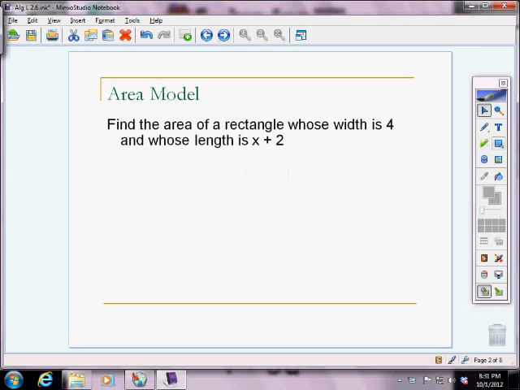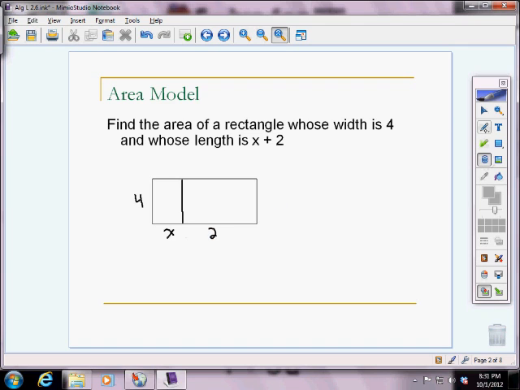Let's say we had a rectangle whose width is 4 and whose length is x plus 2. So our width is 4, and here's what we mean by our length is x plus 2. We don't know how long x is, but we could represent it like this, x plus 2. We'll say this is x here and this is 2.